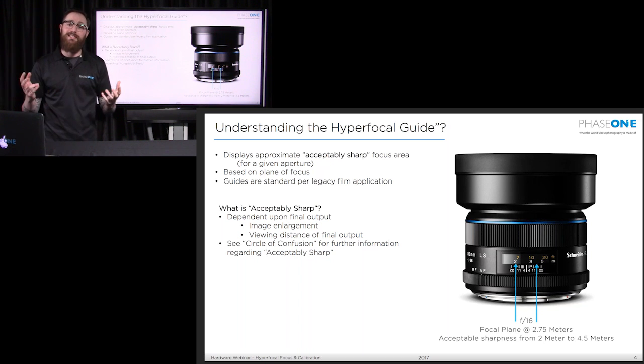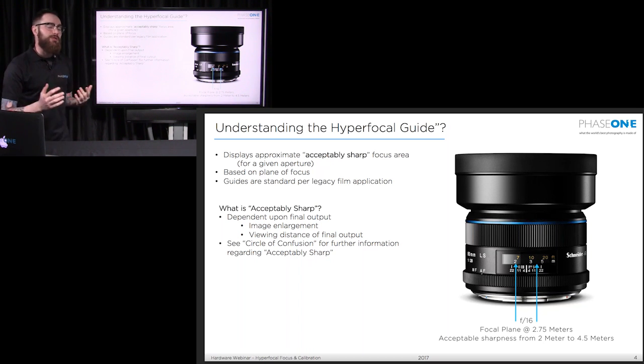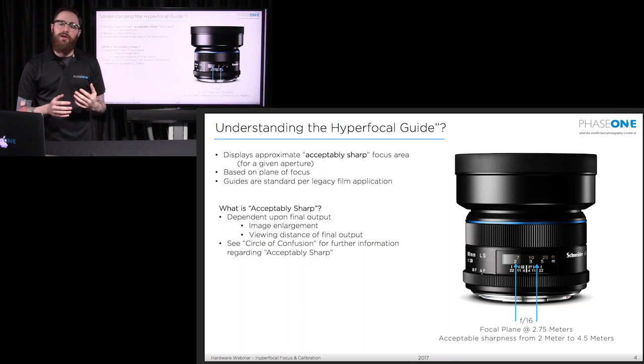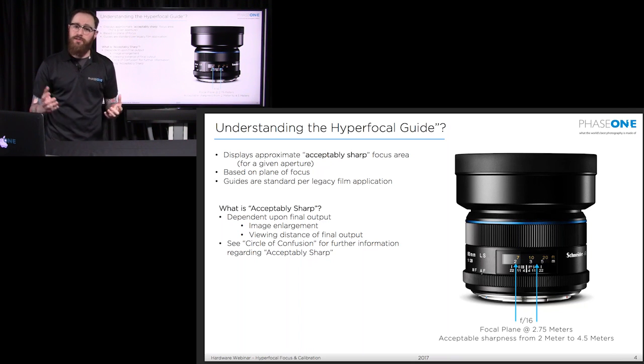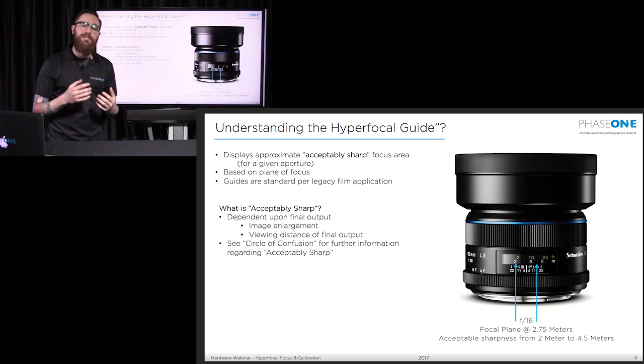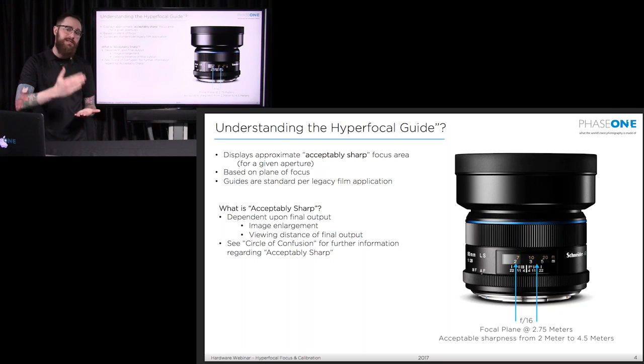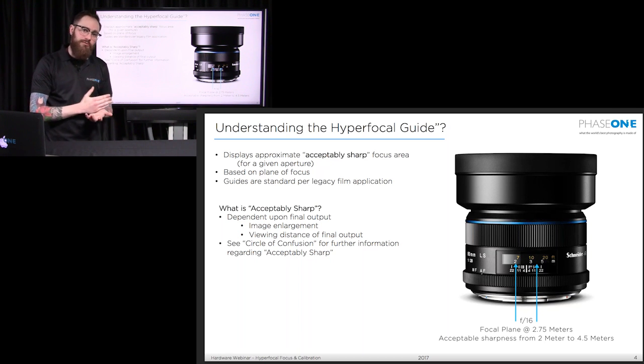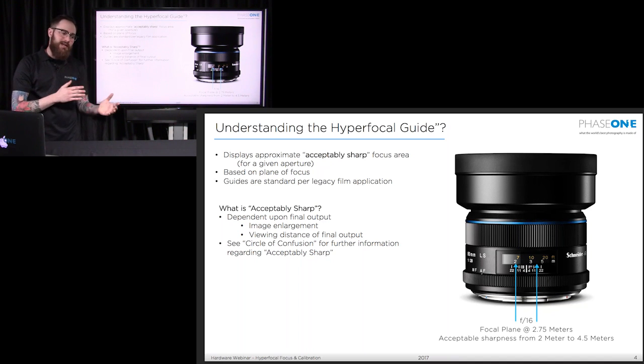So what does acceptably sharp mean? Acceptably sharp means that it is a bit of an objective or subjective opinion as to what is sharp, because it's all going to depend on your final output for the image. Everyone knows that depth of field does not start and stop in an image. The image gently rolls into focus and then rolls out of focus. And so that kind of start and stop is where we have that ambiguity.